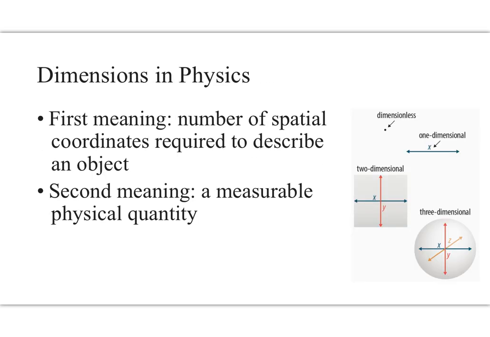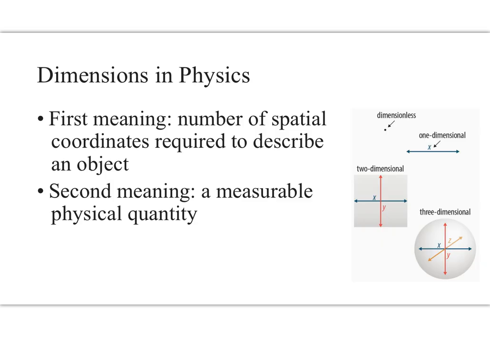So the first meaning of the word dimensions is just the number of spatial coordinates required to describe an object. If you look at this example here, a point in space does not have a dimension, but a line is one dimensional. A plane, or the coordinate plane that we're used to, is two dimensions. And then when you look at objects that have depth, that is three dimensions, three-dimensional objects like a sphere.